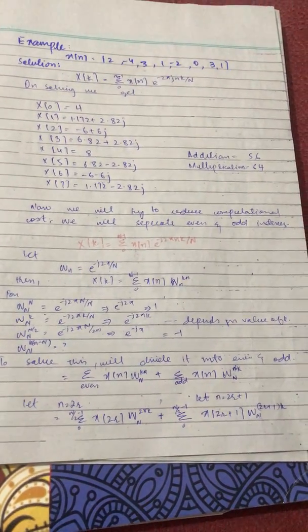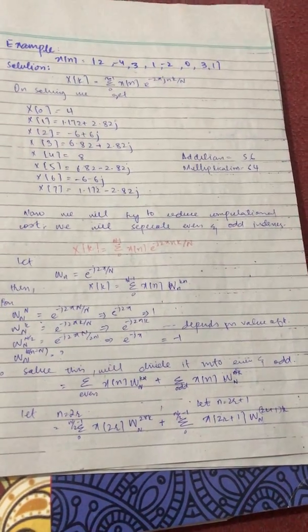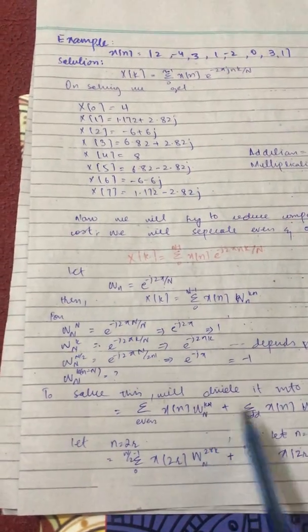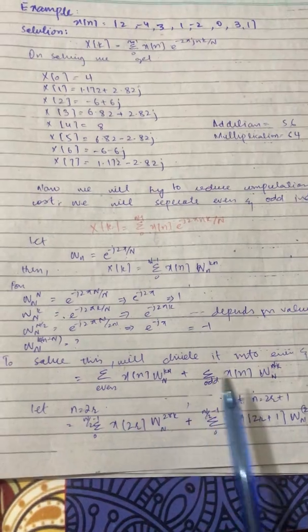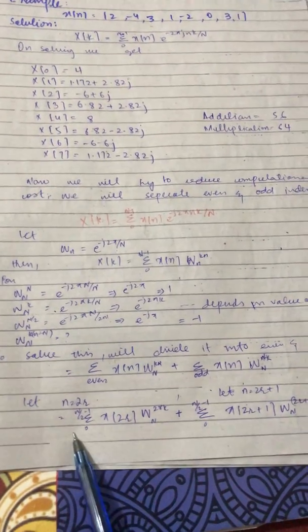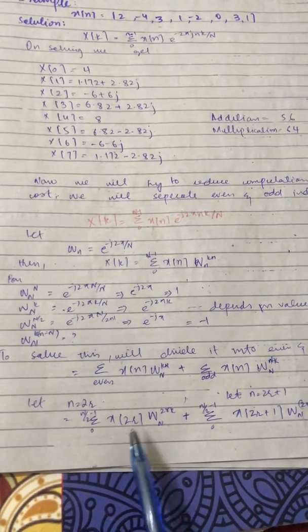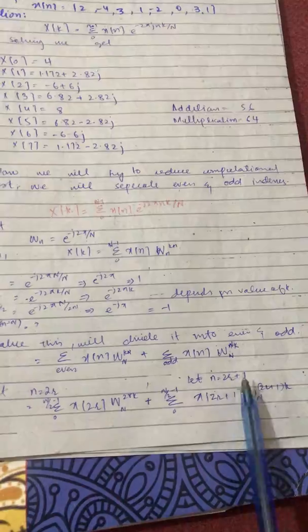Now to solve this, we'll divide it into even and odd indexes. We have just rewritten this formula two times, one for the even and one for the odd. For the even part, let n be equal to 2r, and for the odd part, let n be equal to 2r plus 1.